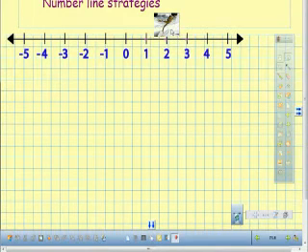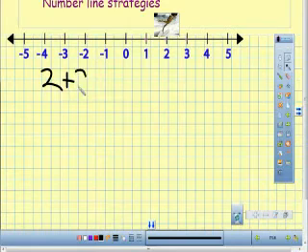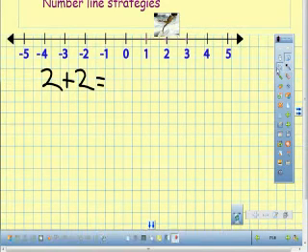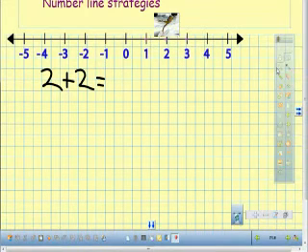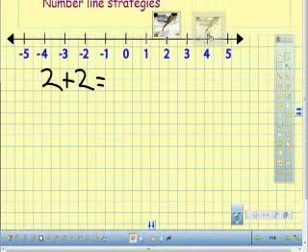Now I want you to think about this for a second. I'm going to give you a very, very simple problem. Here I've got the problem 2 plus 2. Now, you'll notice that I've got my frog starting on the number 2 on the number line. And what I want him to do is add 2 more, or go 2 places. So what I'm going to do is go 1 place, 2 places.